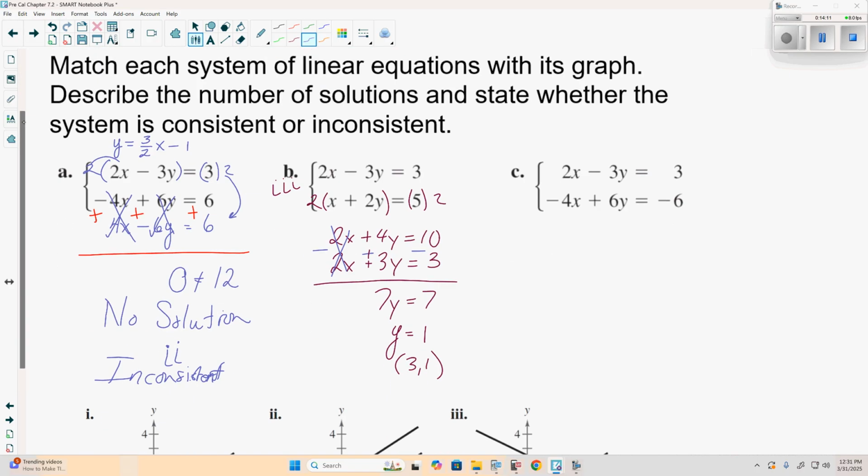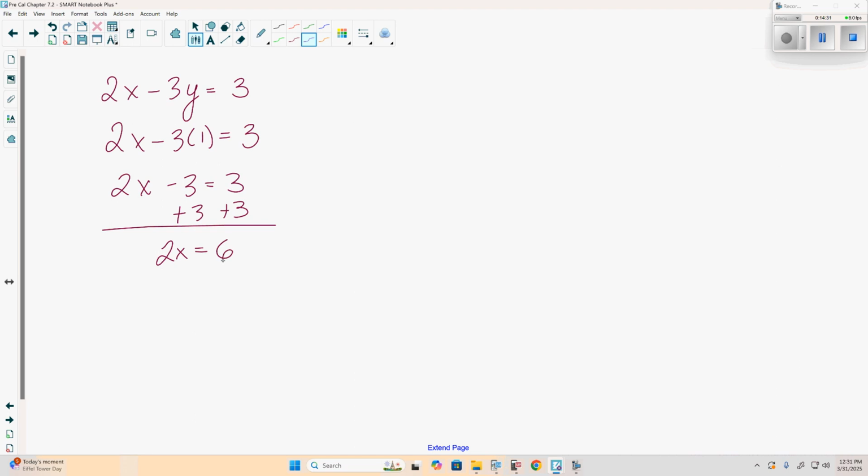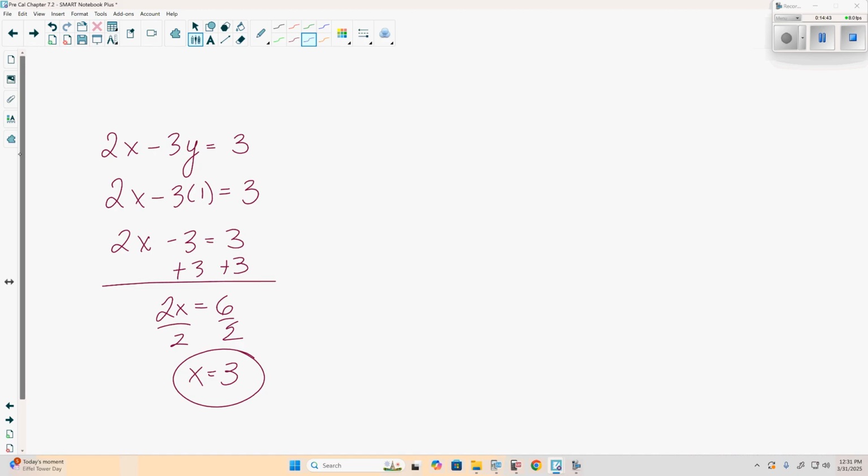Well, we already found out that y is 1. So 2x minus 3 times 1 is equal to 3. Negative 3 times 1 is negative 3. Add 3 to both sides, telling us 2x is equal to 6. Divide by 2, telling us x is equal to 3. So if it does give us the graph, it does make this a little bit easier to solve because we can use the graph to find it.